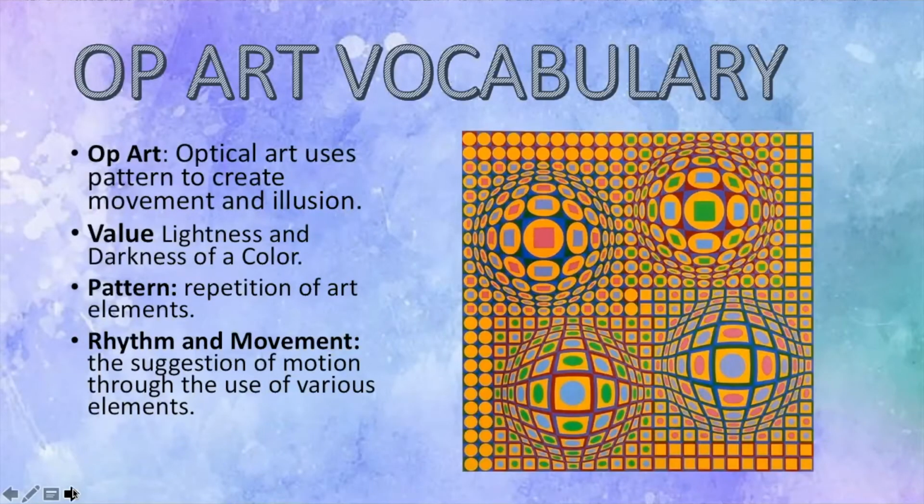It often uses pattern to create movement or illusion, but it can also use things like value, the lightness or darkness of a color, to create illusion, or rhythm and movement. For example, the movement in this artwork is kind of what creates the illusion. And Victor Vasarely did this by starting with a perfect circle and a perfect square in the center and then distorting the shape of those objects as they go around the sphere.